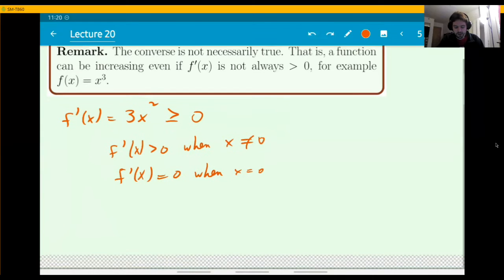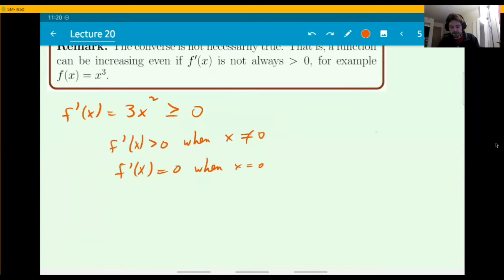So you see that the function itself, though, is increasing. This is x cubed. This is what it looks like. It keeps increasing, even around the number 0. But the derivative there was not strictly positive. It was equal to 0.